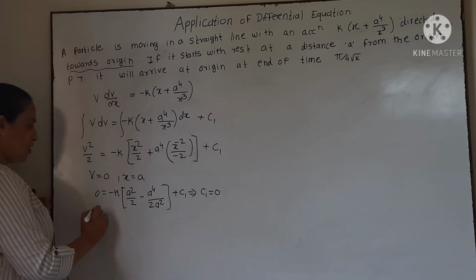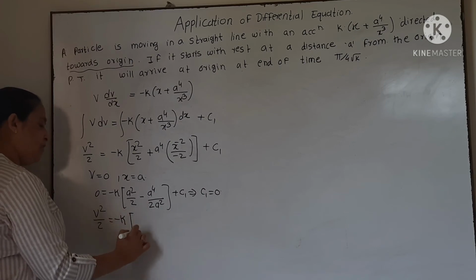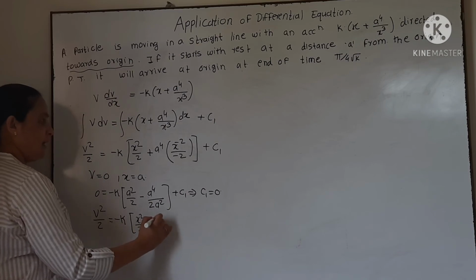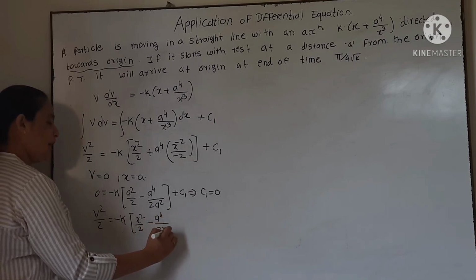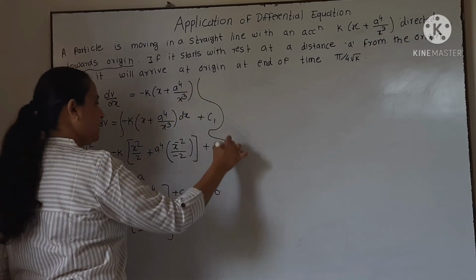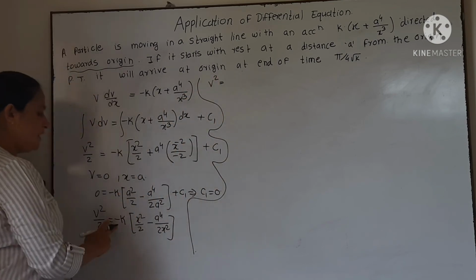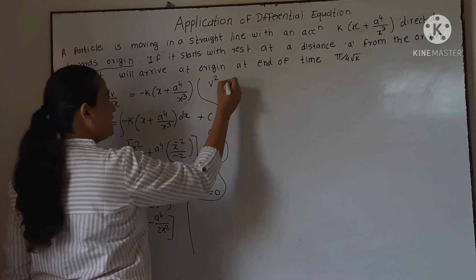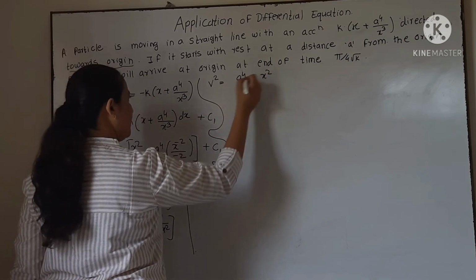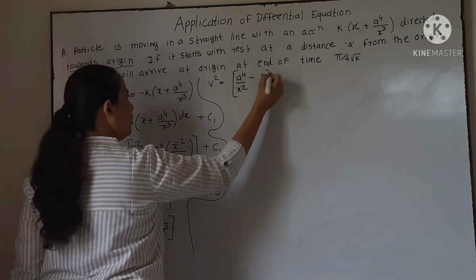Therefore, we have the expression v square upon 2 equal to minus k in bracket x square upon 2 minus a raised to 4 upon 2x square. We can cancel 2 throughout and the same equation can be written as v square equal to, if I absorb this negative sign inside the bracket, it is a raised to 4 minus x square, a raised to 4 upon x square, k outside.